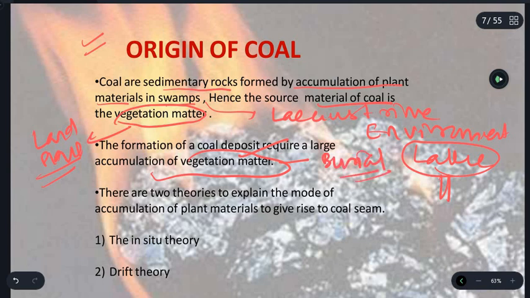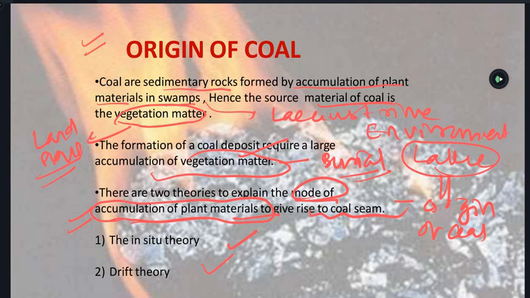So there are two theories that explain the mode of accumulation of the plant material, not the origin of the coal. Plant material कैसे accumulate होता था to give rise to coal seam. It is not the origin of coal. The theory doesn't tell about the origin of coal. ये जो theory है, in situ theory and drift theory, it tells about the accumulation of the plant material, how the plant material accumulates from one place to another. So these two theories give the idea about the mode of accumulation of the plant material.